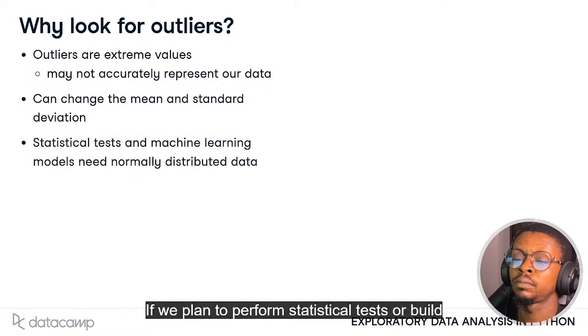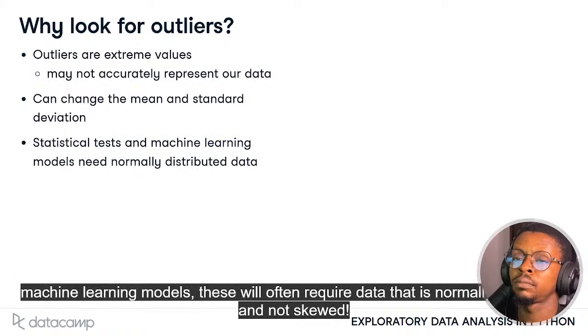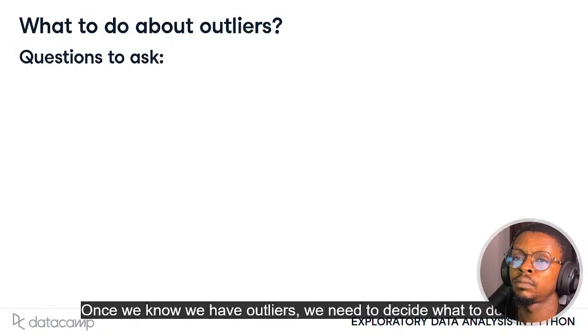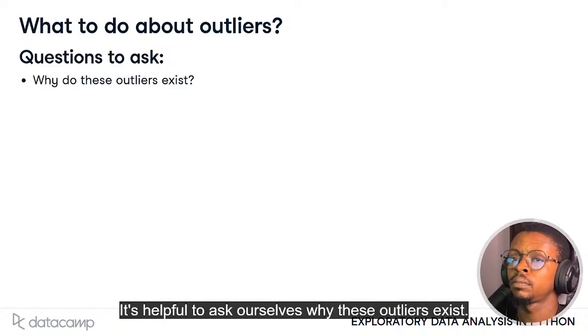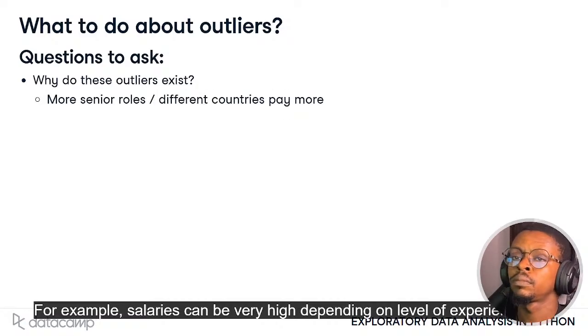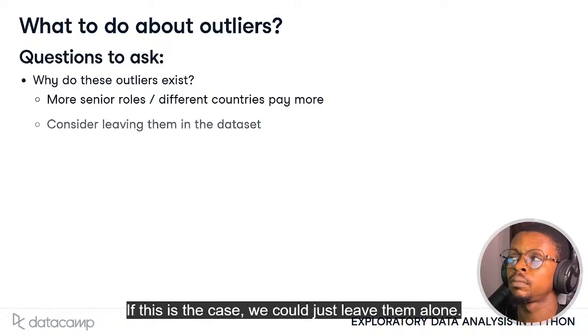If we plan to perform statistical tests or build machine learning models, these will often require data that is normally distributed and not skewed. Once we know we have outliers, we need to decide what to do. It's helpful to ask ourselves why these outliers exist. For example, salaries can be very high depending on level of experience and the country of employment, so could be representative of a subset of our data. If this is the case, we could just leave them alone.